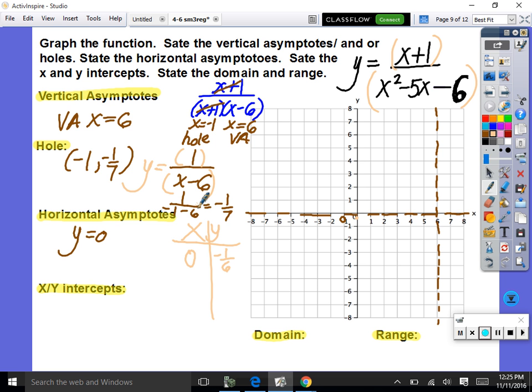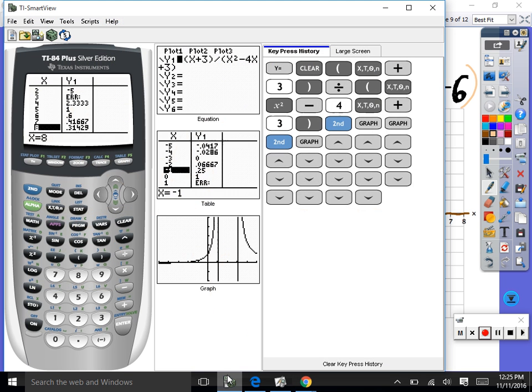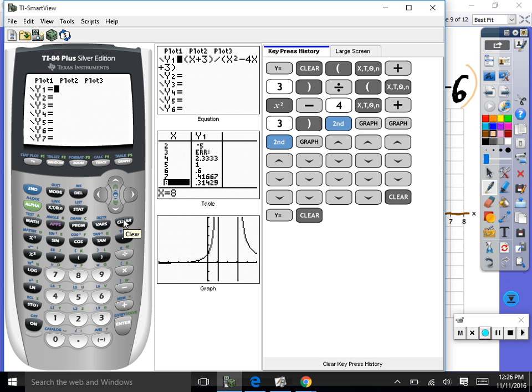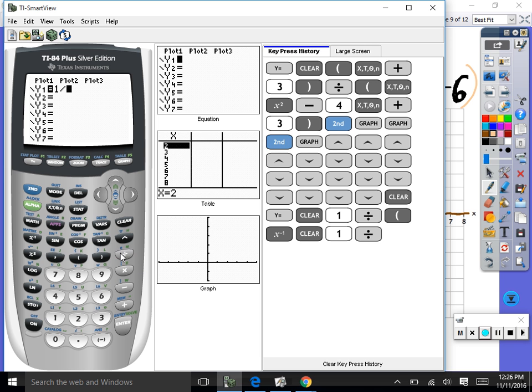Second table, second y equals. Okay, I'm just going to do it because nobody's really telling me anything. So we're typing in 1 divided by parentheses. You've got to put in parentheses. I'm going to type in the simplified one, x minus 6. So I'll do second table.